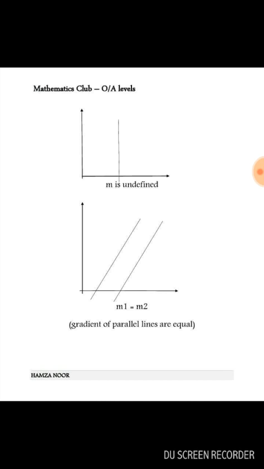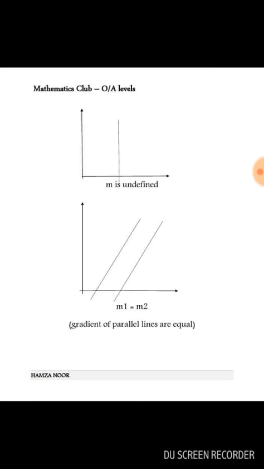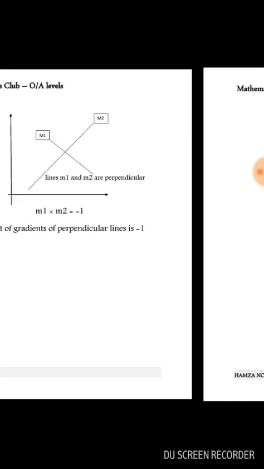Then we have the case of parallel lines. What are parallel lines? Parallel lines are those lines which do not intersect each other and they move in the same direction. In parallel lines we can say that m1 = m2. The gradients of parallel lines are always equal, but the c can be different. For example, y = 2x + 4 and y = 2x + 3. These two lines are parallel to each other, and obviously their c's, or their y-intercepts, are different.